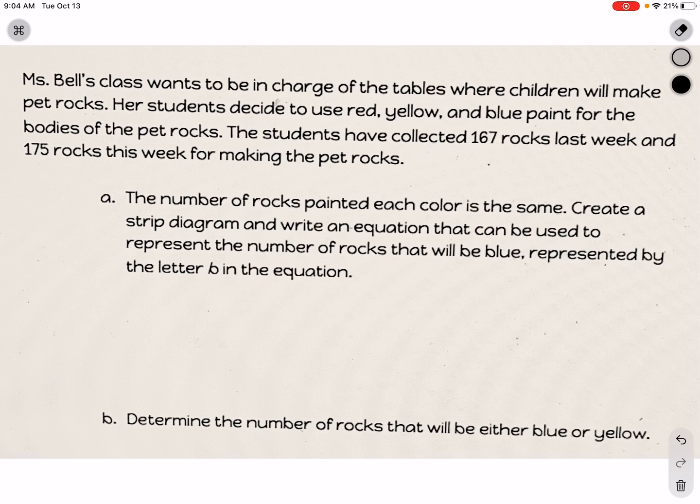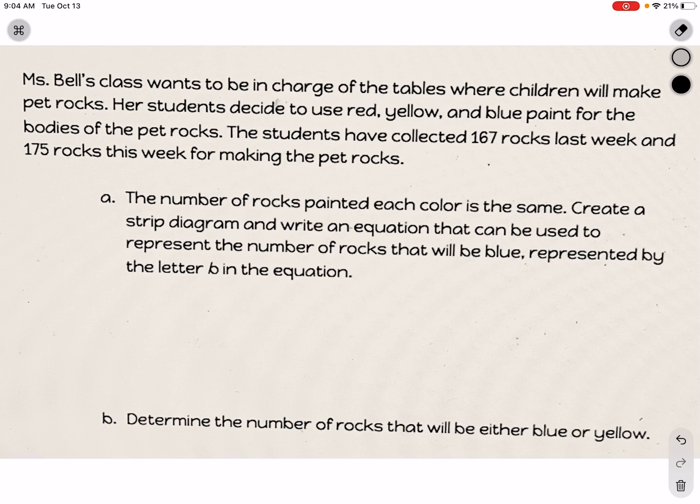Part A asks us, the number of rocks painted each color is the same. Create a strip diagram and write an equation that can be used to represent the number of rocks that will be blue, represented by the letter B in the equation. So the first thing we need to do is figure out what information is important here.